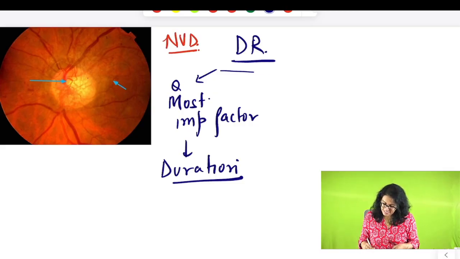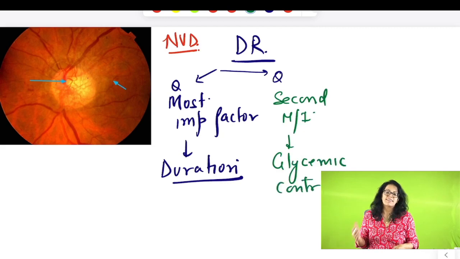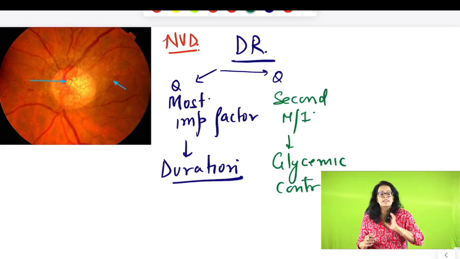Okay. And then the second question they ask you is, what is the second most important factor? It is, of course, glycemic control, which also means that if you're not controlling your sugar, then you can get it the next day, right? Anytime. It can be very soon. So glycemic control is very, very important. Of course, we know some other risk factors that we quickly revise: hypertension, any associated nephropathy, pregnancy, right? So these are some very important factors which will determine whether this patient gets retinopathy.